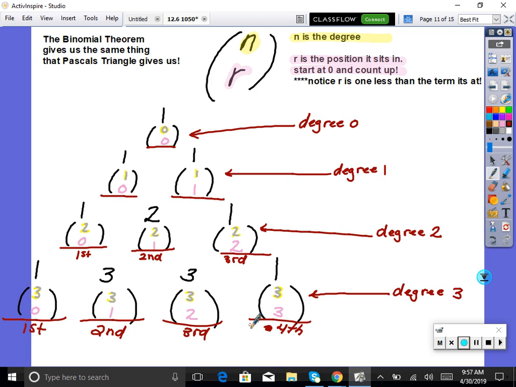All good? Okay. So, guys, this 0 choose 0 calculates to be 1. 1 choose 0 calculates to be 1. 1 choose 1 calculates to be 1. 2 choose 0 calculates to be 1. 2 choose 1 calculates to be 2. 2 choose 2 calculates to be 1. Do you guys see how it's just getting me the same thing as Pascal's triangle?